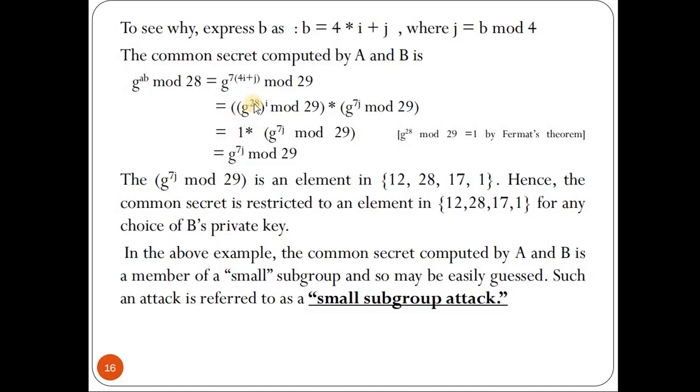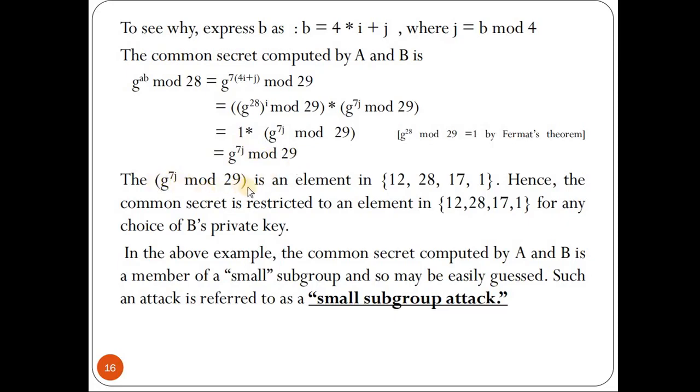So g to the power 28 mod 29 is equal to 1 by Fermat's theorem. Fermat's theorem says that g to the power p minus 1 mod p is equal to 1. So g to the power 28 mod 29 is equal to 1, so this whole thing becomes 1. And 1 times any other parameter is nothing but that parameter. So it is g to the power 7j mod 29.